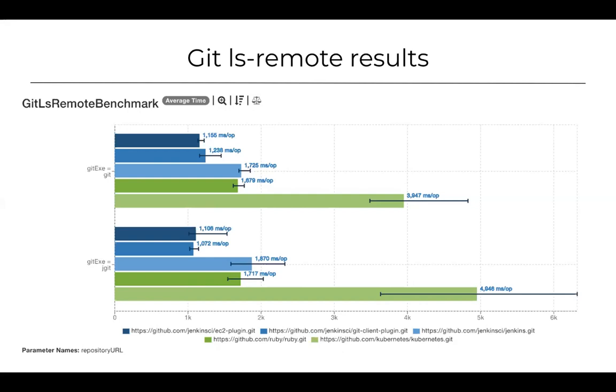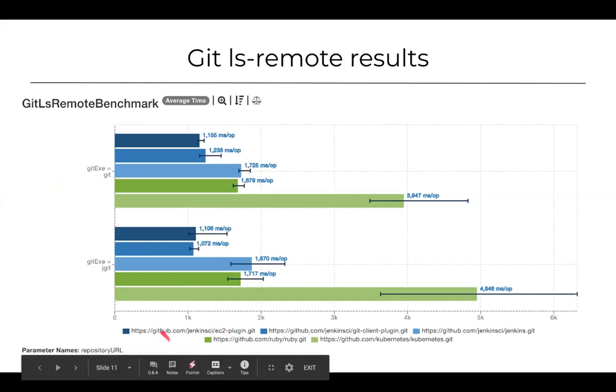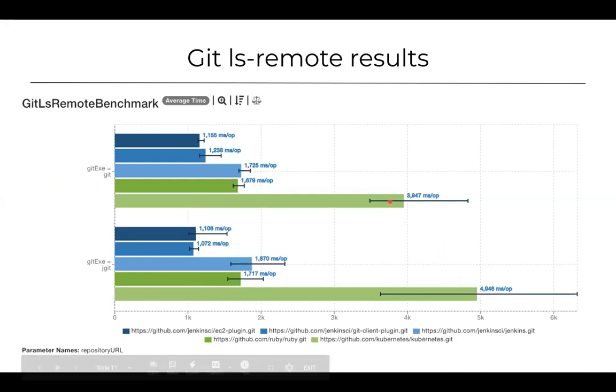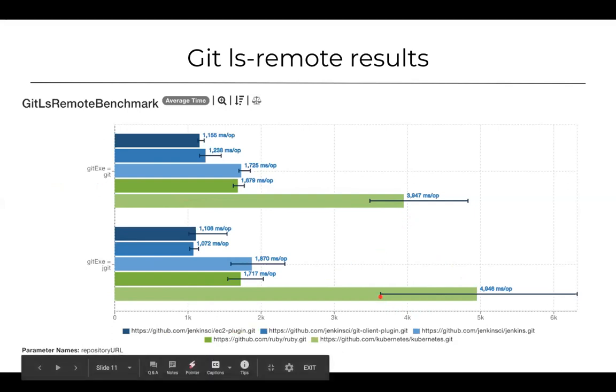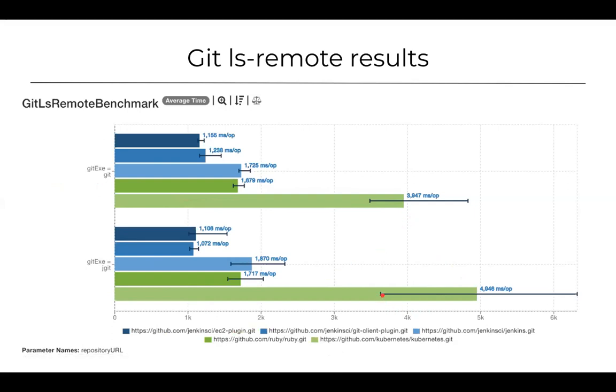Even if you look at Kubernetes, which is a large size repository, there is a difference when we look at Git and JGit, but there is a pretty big error in measurement for these calculations. That is happening because for this benchmark, we're involving the network. For the git fetch one, I used a local git repository to benchmark the fetch operation. But for this operation, we're directly using the internet.